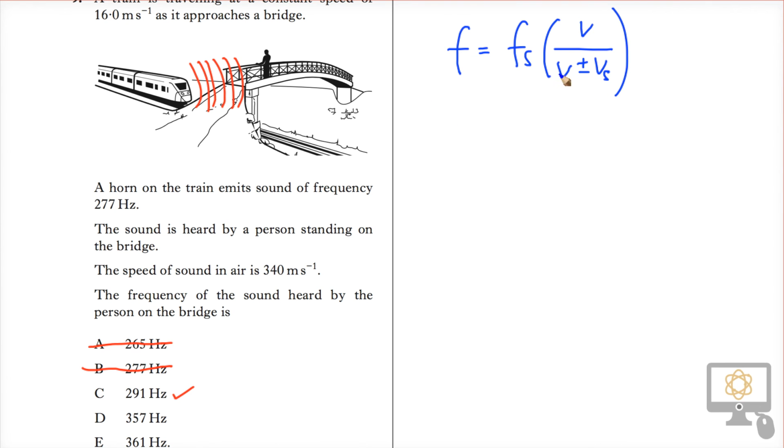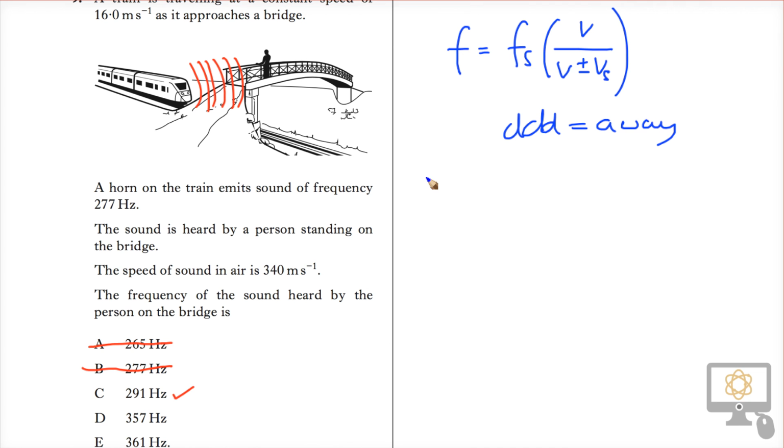The way I tend to remember this is if the train is moving away, we use add. So add equals away. The two letters A and A match up, so add is away. In this case, it's not moving away, it's moving toward the observer, so we must use the negative symbol.